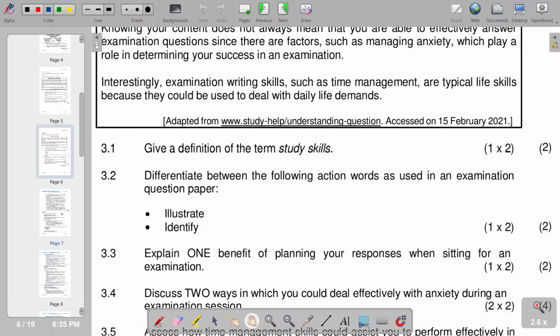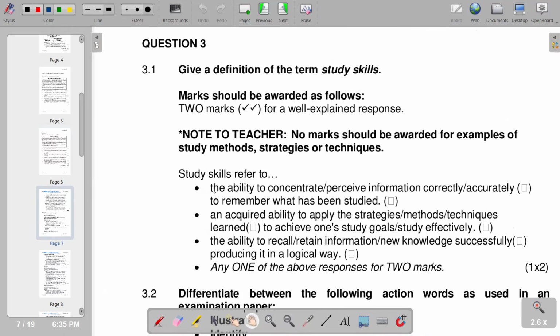study skills. So the definition that we have reads, study skills refer to the ability to concentrate or perceive information correctly or accurately to remember what has been studied. Or it refers to an acquired ability to apply the strategies or methods or techniques learned to achieve one's study goals or study effectively. So these are the explanations of study skills.